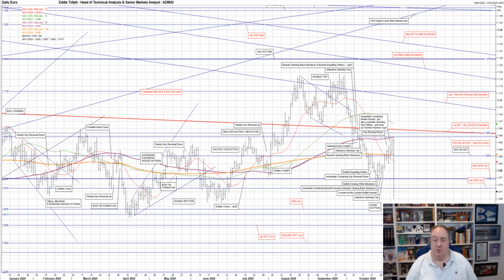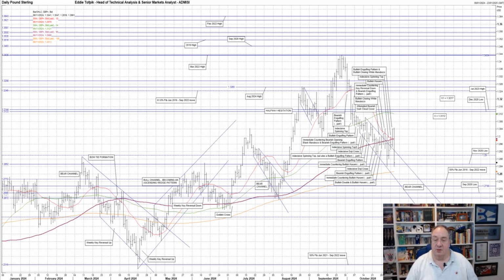If we close tonight below 108.77, then today will be an immediate countering daily key reversal down. And if we close on Friday below 107.93, then we will have a weekly key reversal down. The next support here is the April 2020 low at 107.25. But that's been tested and we're now looking at the 2020 low, which is down in the 106.36 area.